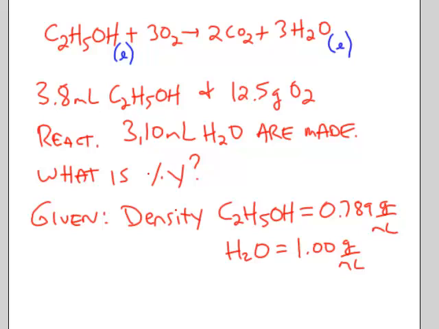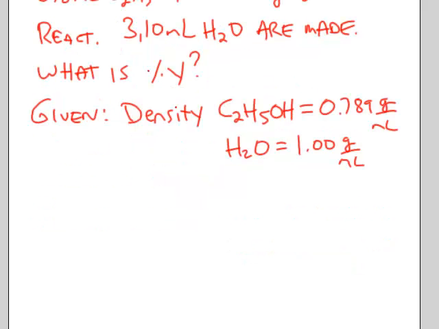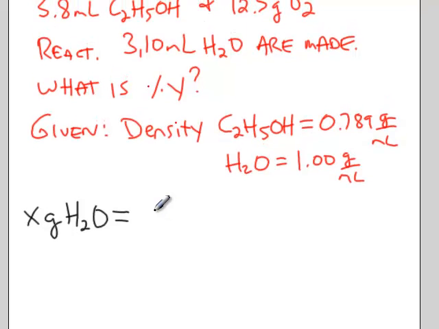So this problem is going to involve a few more steps than a standard stoichiometry problem, but the technique is the same. To find the percent yield, we need to know the theoretical yield, and we want to figure out how many grams of the product water could come from the starting amount, 3.8 milliliters of ethanol.